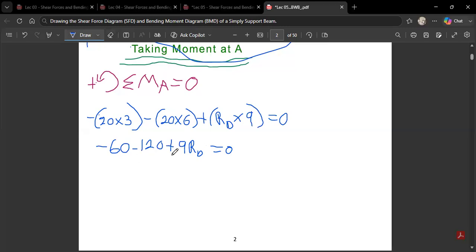I don't really want us to waste much time. So if you do the substitution, at the end of the day, what are you going to get? This is going to give you negative 180, plus 9 RD, which is equal to 0. Finally, if you group like terms, you are going to get 9 RD is equal to 180.